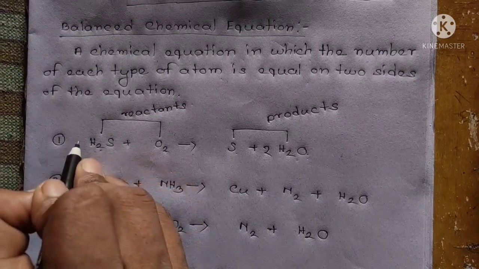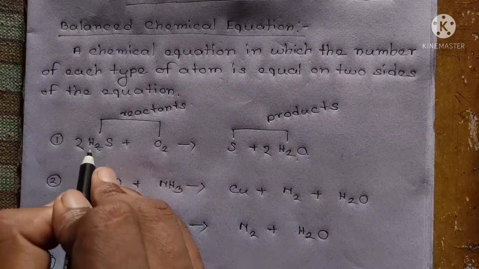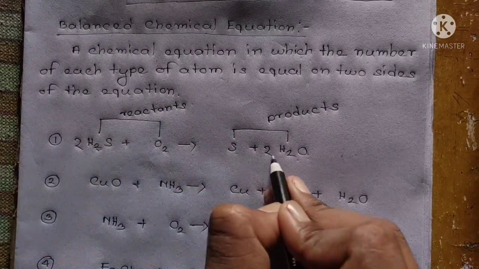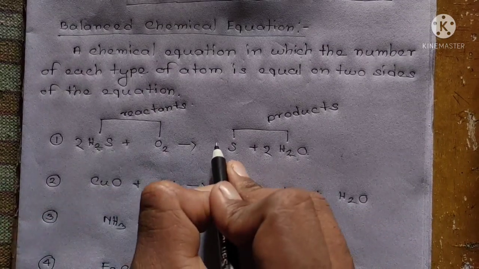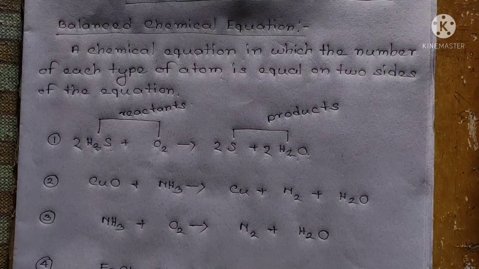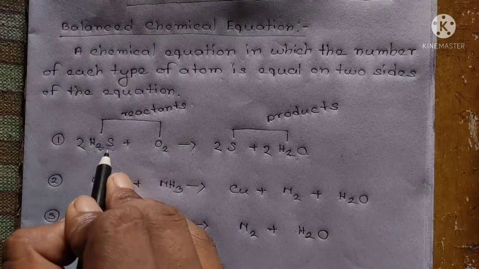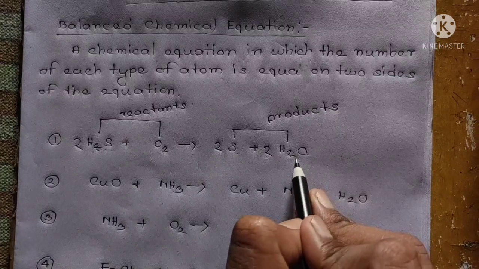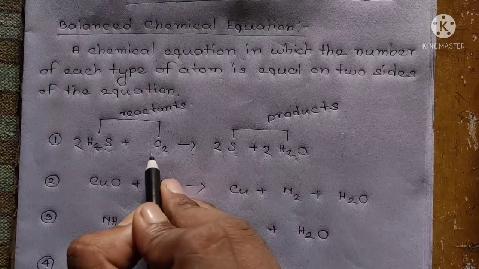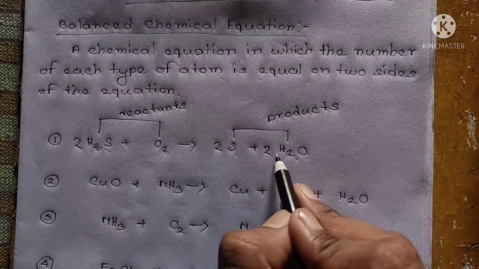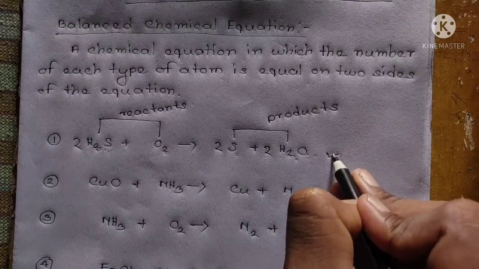Now we have to multiply this by 2 also, so 2H2 means 4 hydrogen here and 4 hydrogen there, and there are 2 sulfur atoms, so we have to multiply it by 2. Now look at the full equation. We have 4 hydrogen in the left hand side, 4 hydrogen in the right hand side, 2 sulfur on the left, 2 sulfur on the right, 2 oxygen on the left, and 2 oxygen on the right. So this is a balanced equation and it is right.